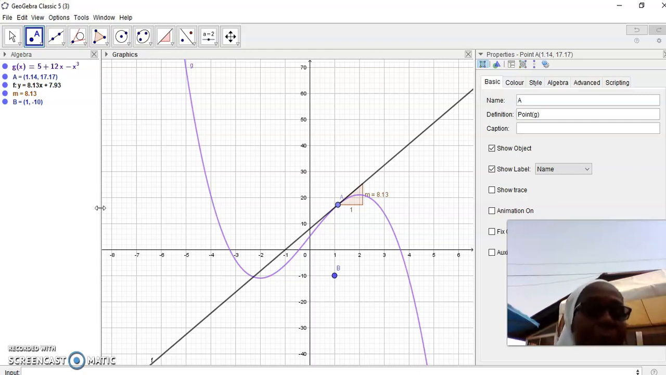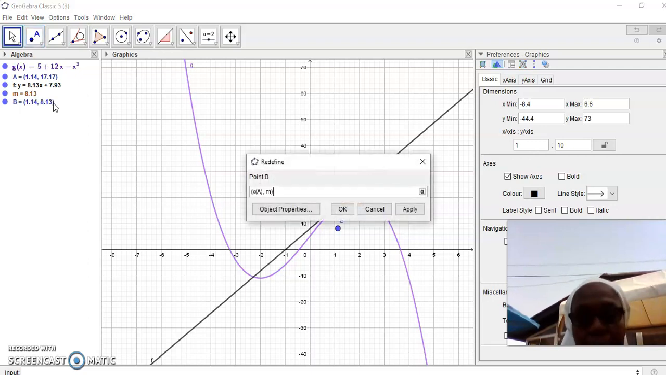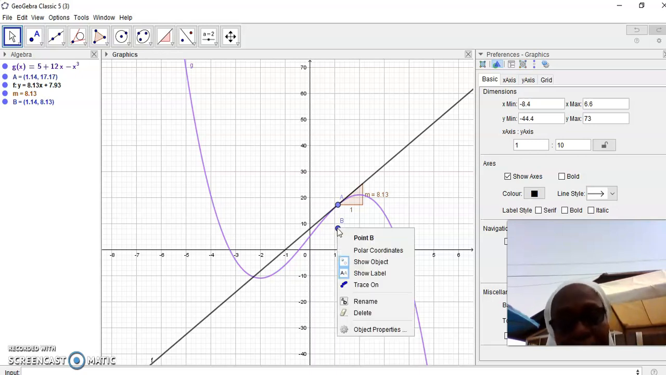So I'm going to my left hand side, double click on the coordinate of B and change 1 to the s component of A, then change the y component of B to M. Then I enter. The relationship has been established. So now there's a relationship between A and B. Then I will right click on B because I want B to be traced.